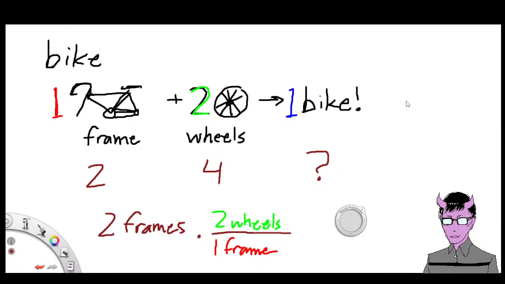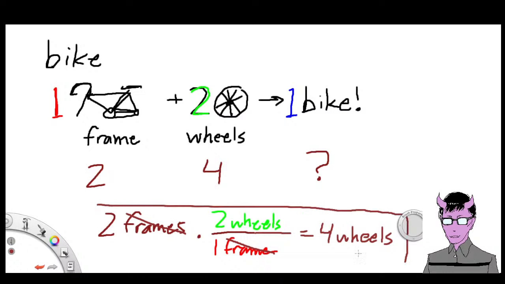It's going to be 2 wheels for every 1 frame. You will see that the frames units cancel out as per dimensional analysis. So that's nice. And then you have a leftover 2 times 2, which is 4. Perfect. Easy algebra, right? Or even pre-algebra. So 4 wheels. So what does this mean for us? It means that you will require 4 wheels to use up all the given frames right there.